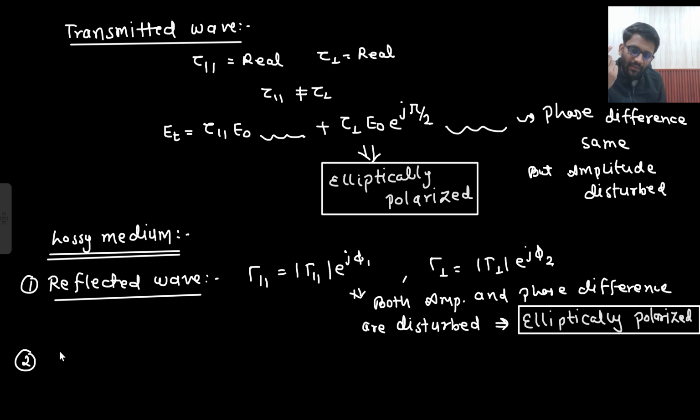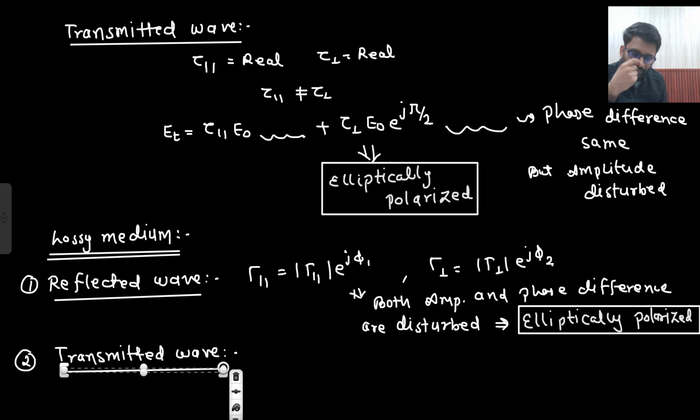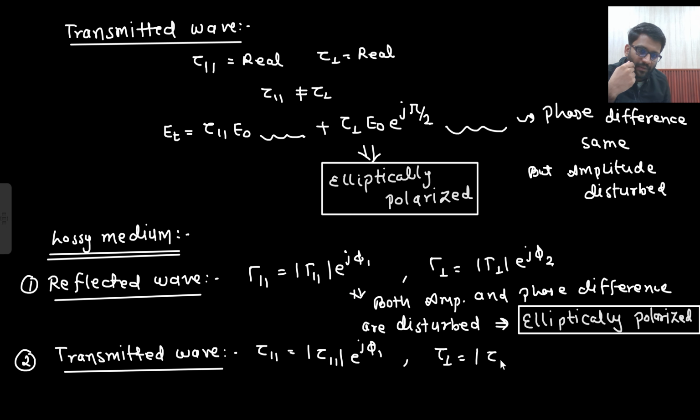Now what about the transmitted field, transmitted wave? Same goes for the transmitted wave as well. So here you can directly see that the phase and magnitude are both disturbed because both are different here and this is also different. So what will be the answer? Elliptically polarized.